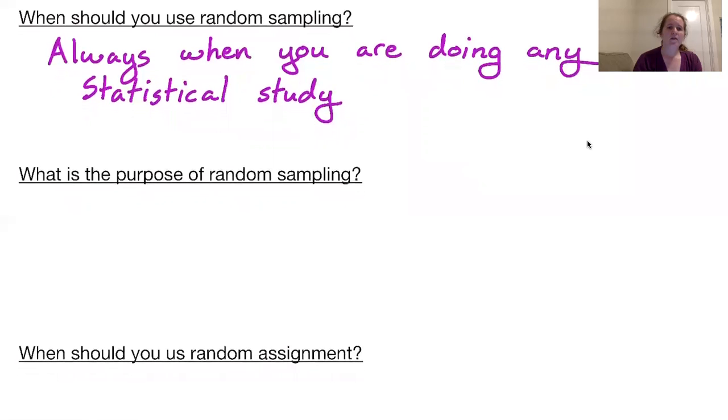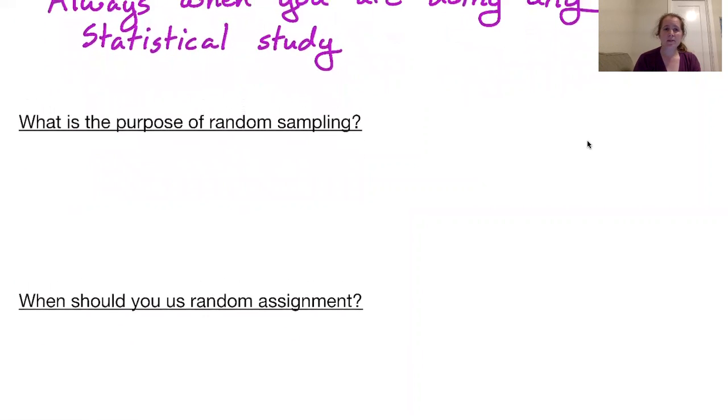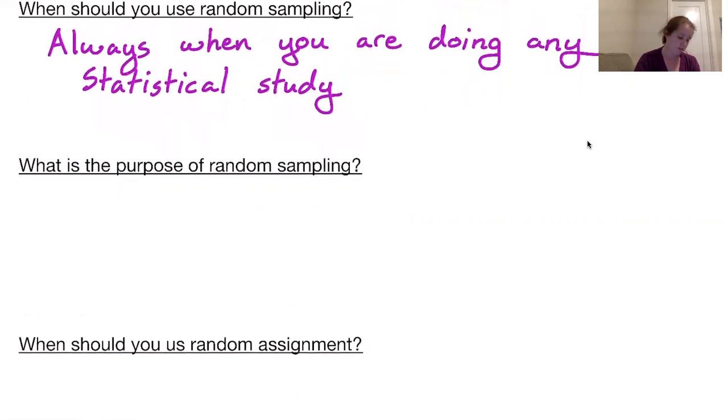What is the purpose of random sampling? The idea behind random sampling is we are trying to avoid bias, and we are trying to pick a sample that could be used to represent the population, so we can generalize the results to the population.